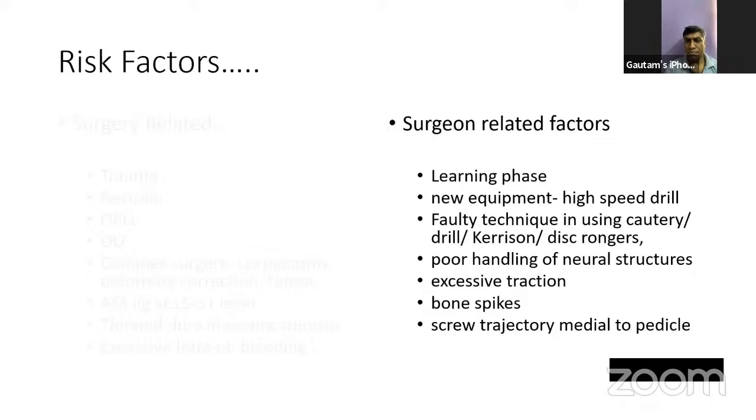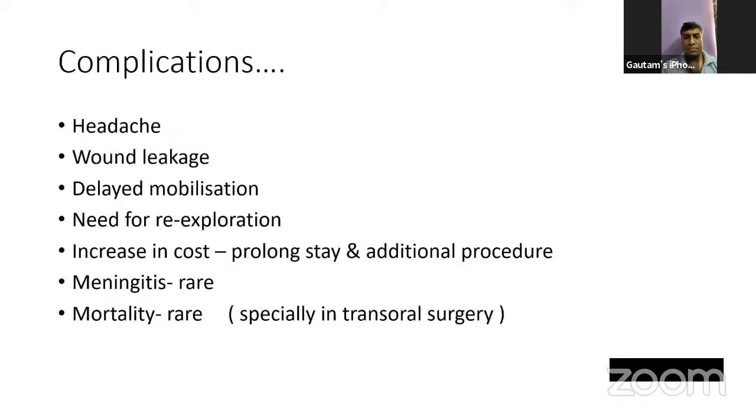Similarly, if you don't dissect out the soft tissue well, the Kerrison or the disc rongeurs that we are using can cause dural injury. Poor handling of structures, especially in cases of complex deformity correction or in revision surgeries, can cause dural injury. Excessive traction or the bony spikes one leaves behind after performing laminectomy or medial facetectomy can also cause dural injury. Similarly, if a screw is placed too medially and breaches the medial wall, it can invariably rub against the root, and the lateral edges of the dura can get injured.